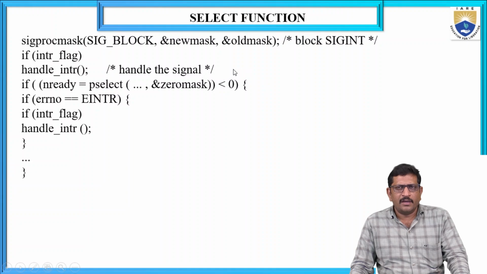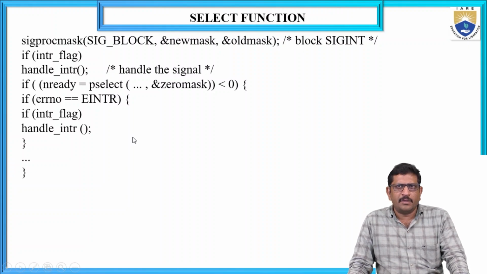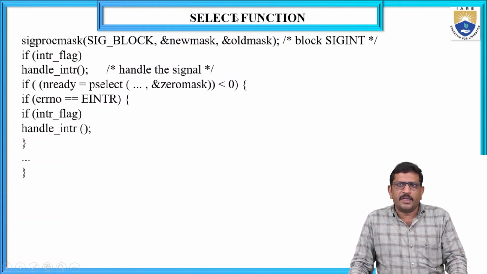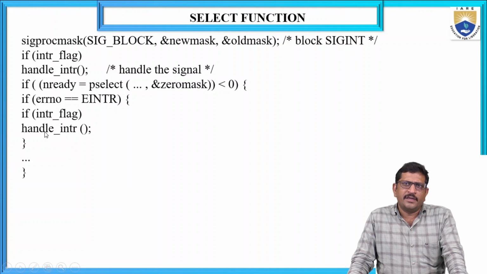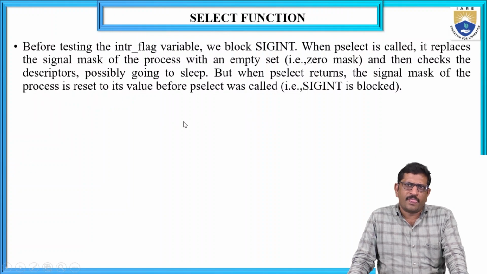Wherever the signal is blocked, it will be handled there. Suppose signals are blocked at the server or primary device side, the primary device will handle the signal. If signals are blocked at the secondary device side, the secondary device will handle the signals. And errno is EINTR, error interrupt. If the interrupt flag is set, we handle the interrupting signal from the server or client, that is, the primary device or the client device.